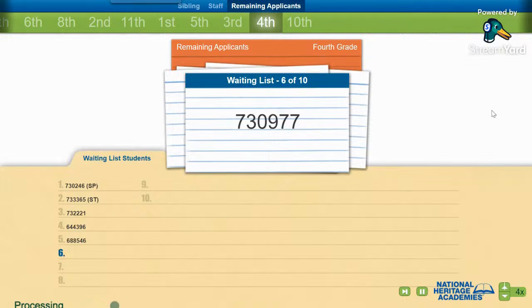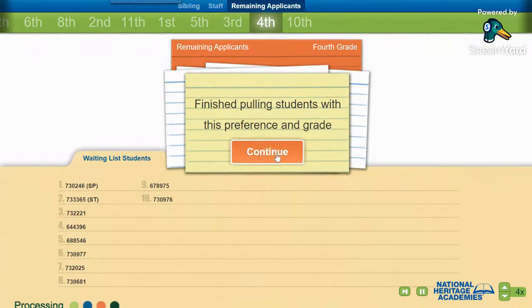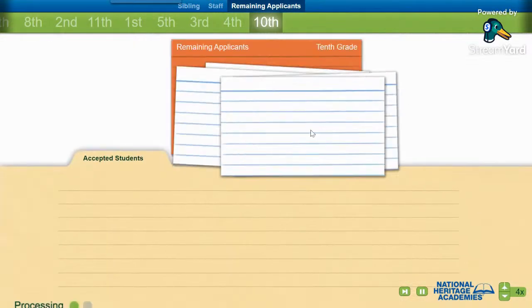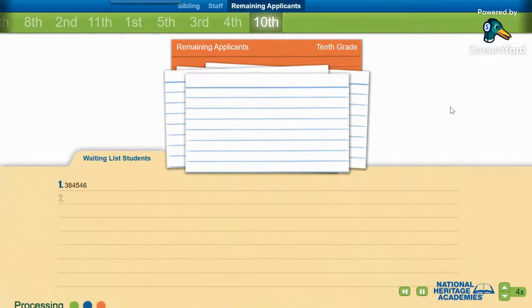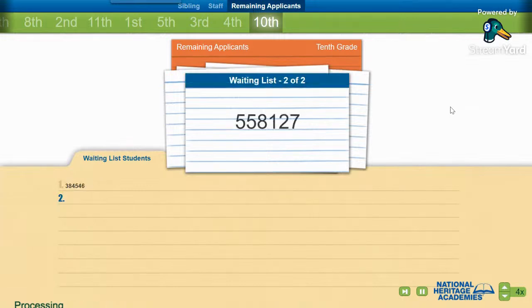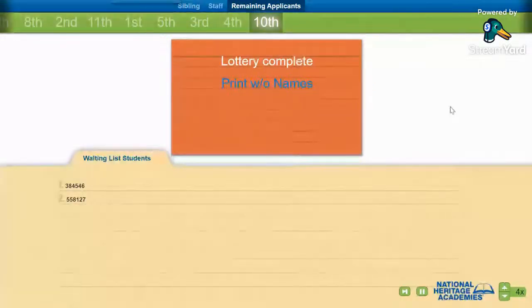And if your child's on the waiting list, you'll receive monthly emails with a link where you can check your child's waiting list number throughout the coming months. Okay, and last but not least is 10th grade. Small waiting list here as well. And that concludes the lottery.